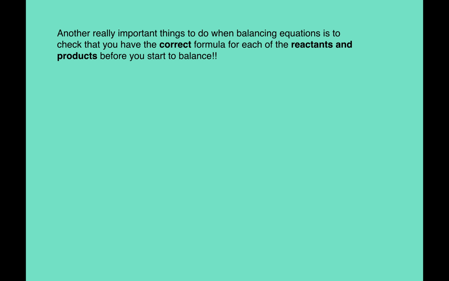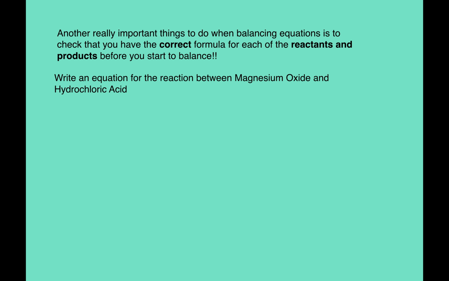It's very important that even before trying to balance an equation, we double check to make sure that we have the correct formulae. So when we write out the equation, we write the formulae of the chemicals involved, then it's very important we double check to make sure we've got the correct formula. Otherwise, we can't balance the equation. So let's have a look at an example. Magnesium oxide reacting with hydrochloric acid. Now you may remember that base plus acid gives salt plus water.